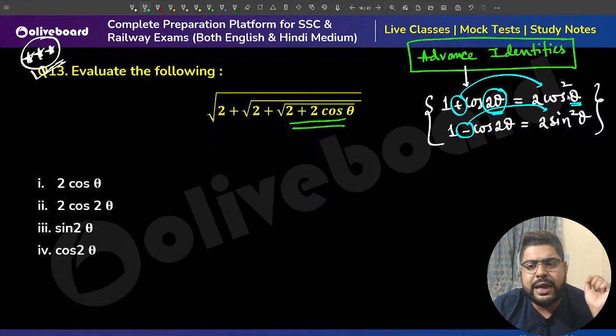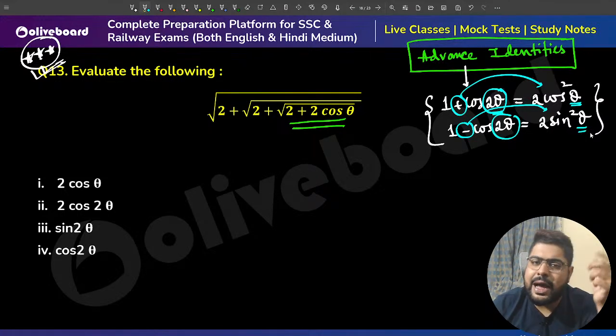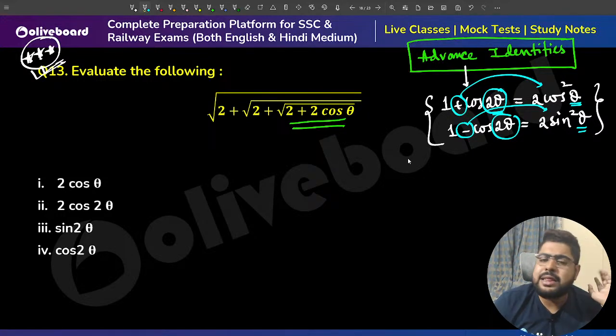If this is 4 theta, it will become 2 theta. If this is theta, it will become theta by 2. So whatever is there, it just gets halved. That's all there is, sir.